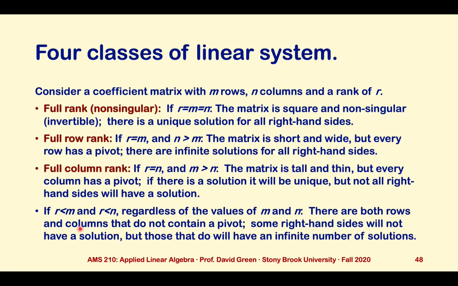Finally, we don't really have a special name for this class of matrix. If the rank is less than both the number of rows and the number of columns, regardless of what M and N are, if they're square or rectangular or not, short and wide or tall and thin. In this case, there are both rows and columns that don't have a pivot. There are free variables, so if there's a solution, there will be an infinite number of solutions. But there are also 0 rows. Some right-hand sides will not have a solution. Okay.